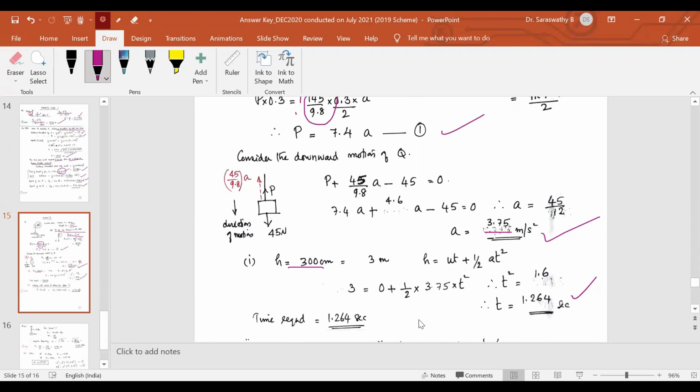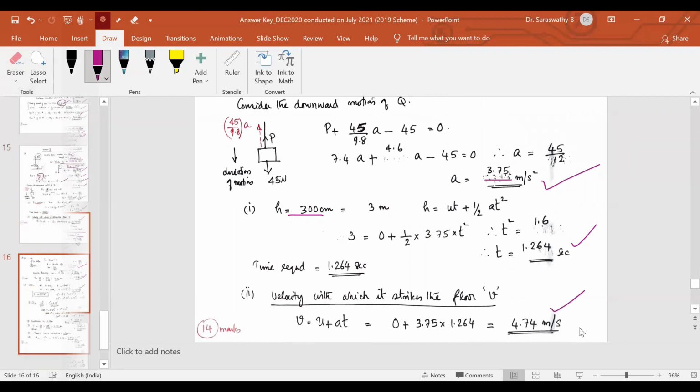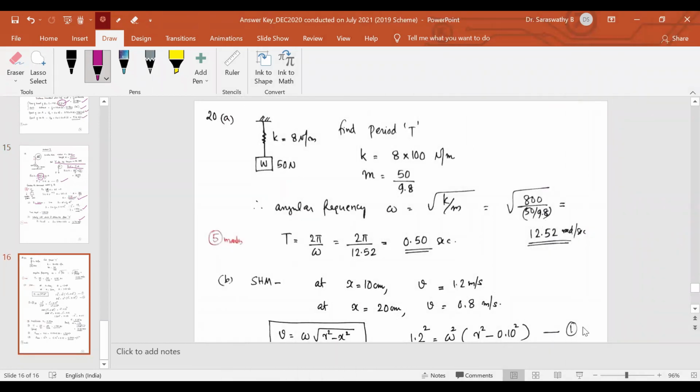Second part of the question is what is the velocity? The velocity with which it strikes the floor, v is equal to u plus at. U is equal to 0, a we got here, time we got here. This is a 14-mark question. Going on to question number 20a.